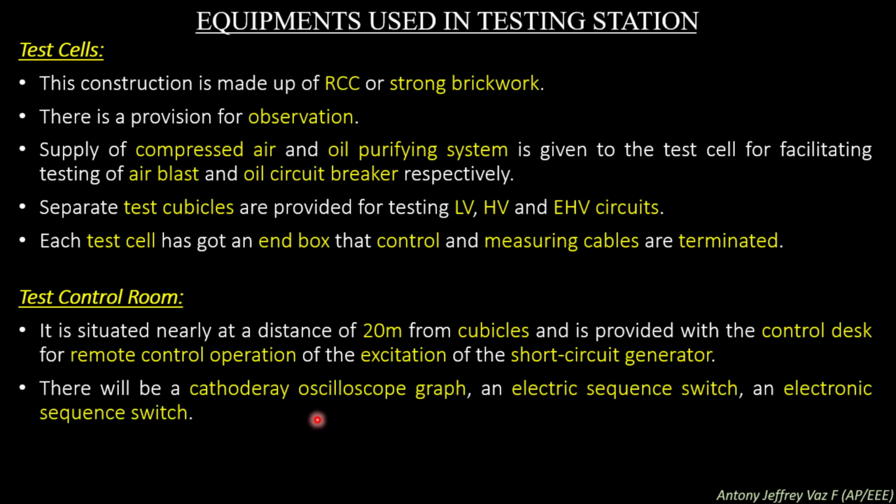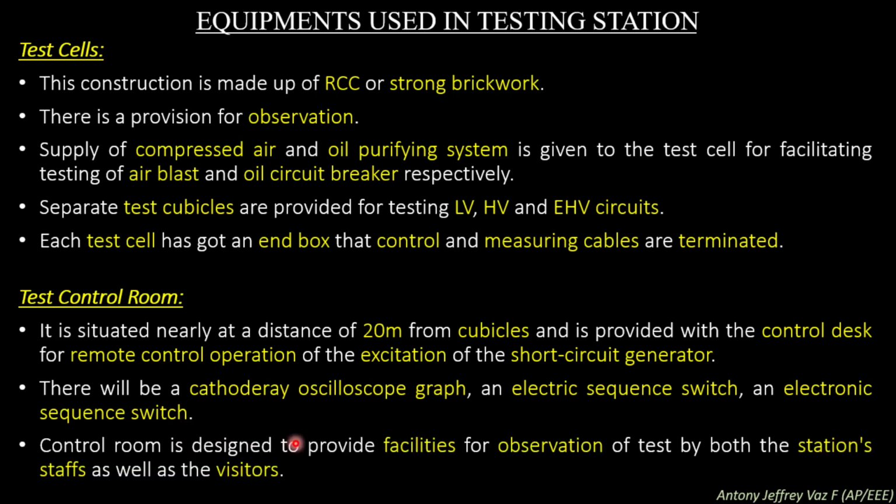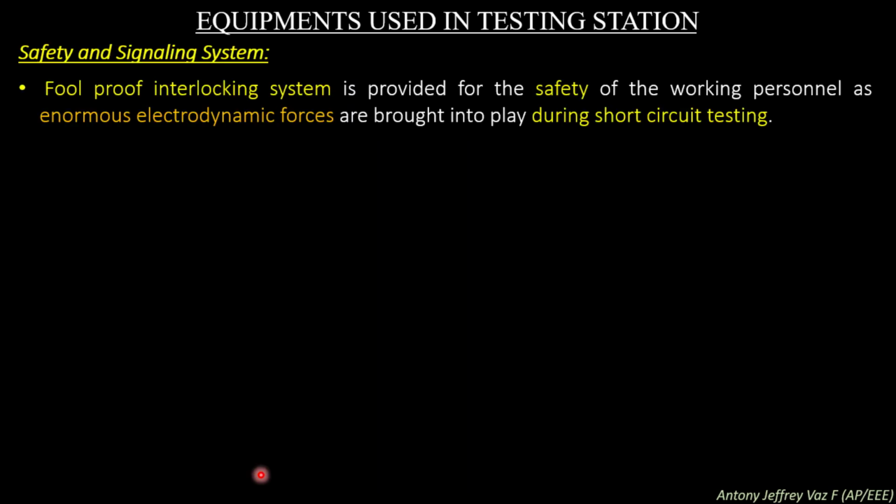There will be a cathode ray oscillograph, an electric sequence switch and an electronic sequence switch. So, the devices present in the test control room are the cathode ray oscillograph, an electric sequence switch and an electronic sequence switch. The control room is designed to provide facilities for observation of the test by both the station staff as well as visitors, so that they can observe the circuit breaker under test. Safety and signaling system.